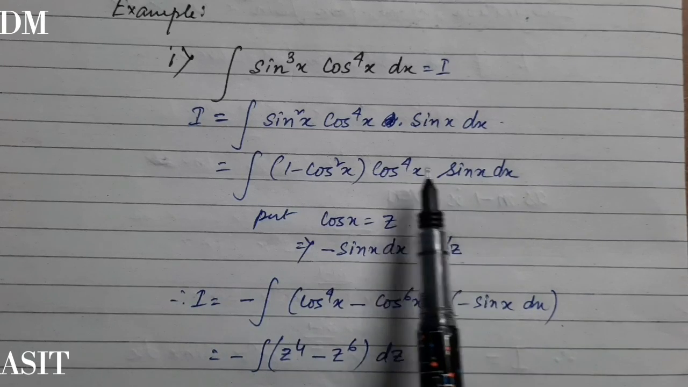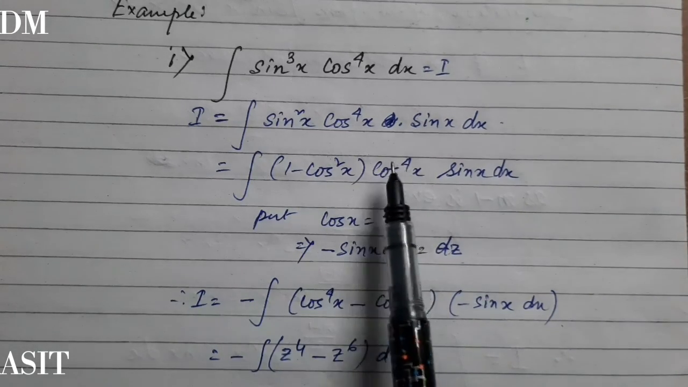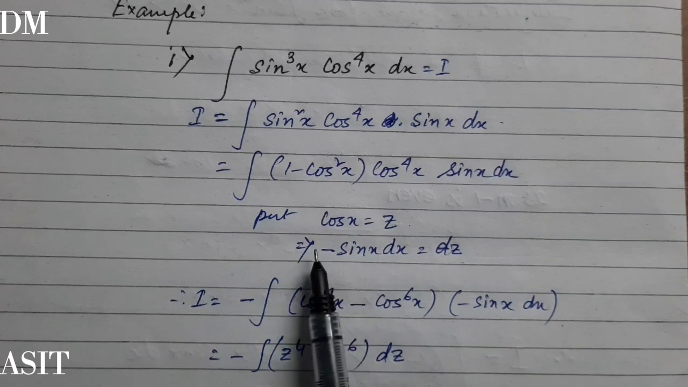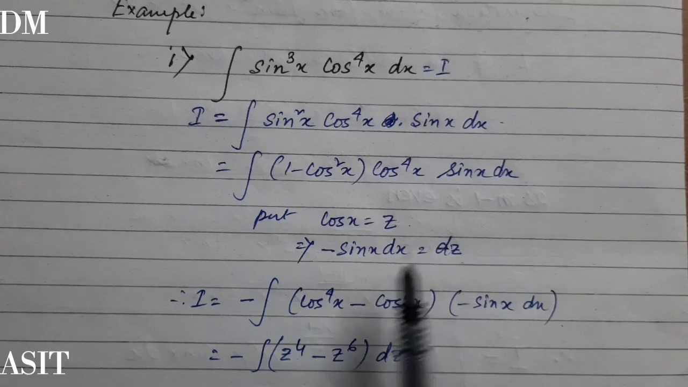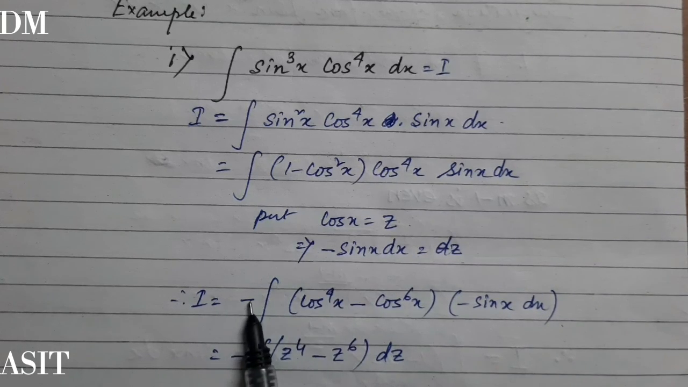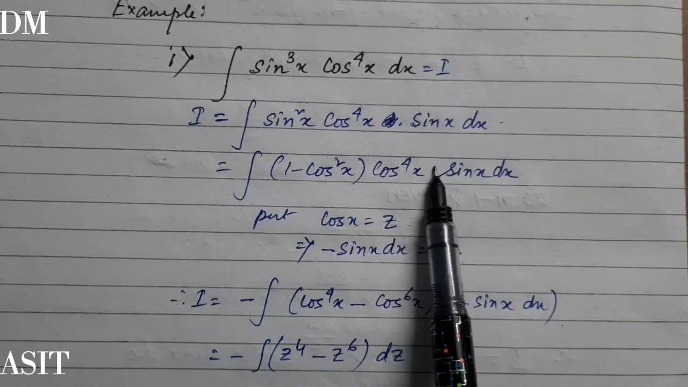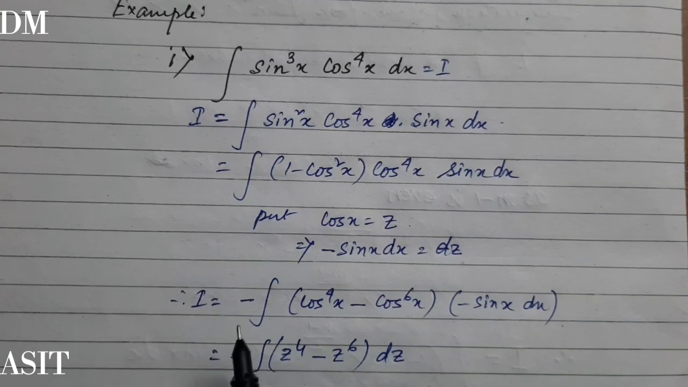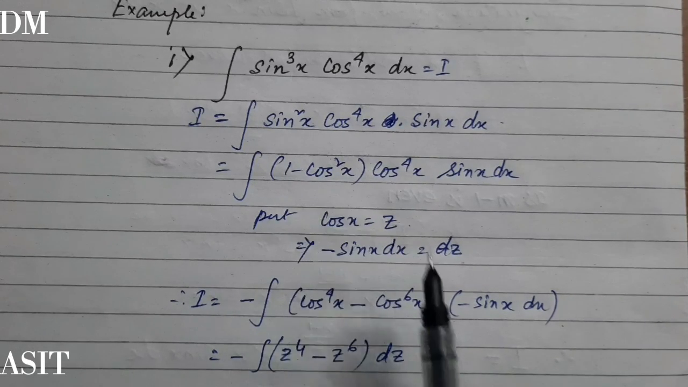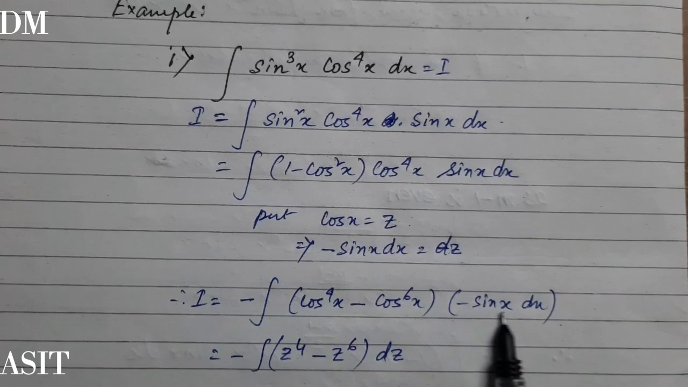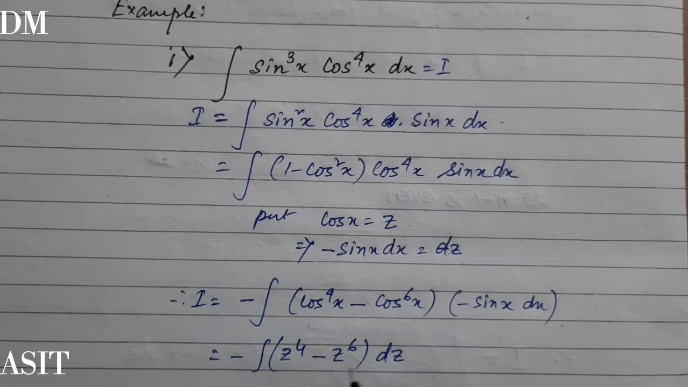Now everything in this portion is in terms of cos, and only one sine is there. Now we can put cos x as z, so therefore it will be minus sine x dx equals to dz. So that means we need to adjust the minus. To adjust the minus we need to multiply by minus here and adjust the minus here. So it will be minus integration of cos to the power 4 x minus cos to the power 6 x into minus sine x dx. Now this minus sine x dx will become dz and this will become z to the power 4 minus z to the power 6.